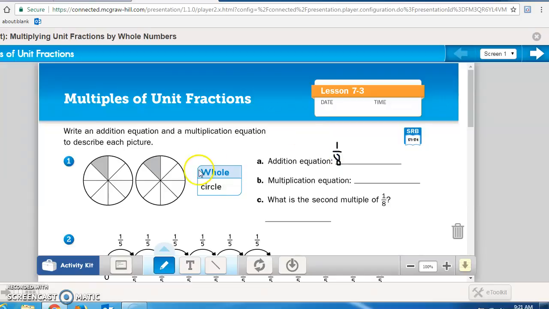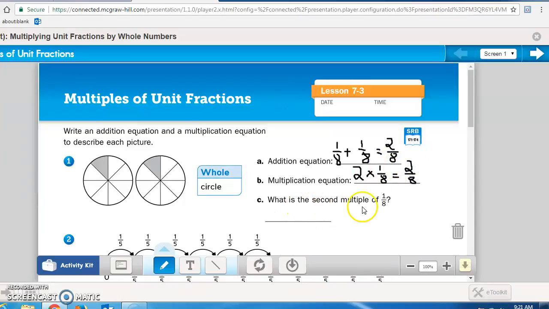And again, I have 1 out of 8 pieces, so it's 1/8 plus 1/8, and I know right away that that is 2/8. How would I do that as a multiplication equation? Well, I have 2 that each have 1/8, which also is going to give me, remember, we leave the bottom number, the denominator, alone. We multiply the 2 by the numerator 1, and we come up with 2/8.